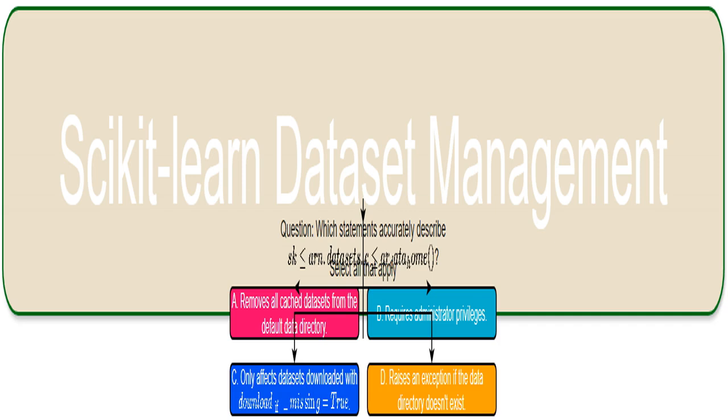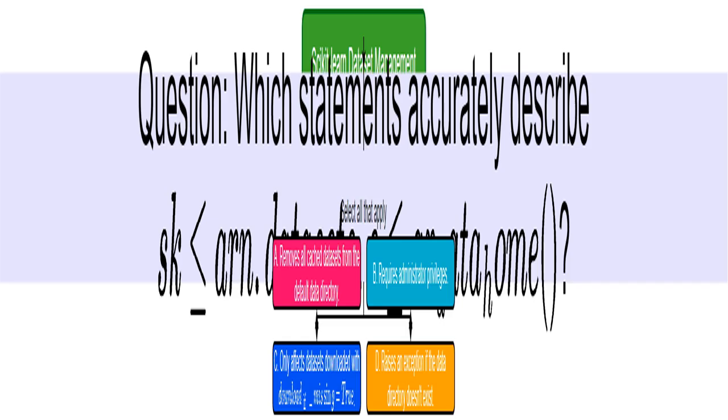This section introduces the topic, managing datasets within the Scikit-learn library. Scikit-learn is a popular Python library for machine learning. It often uses preloaded datasets for testing and examples, storing those datasets locally to avoid repeatedly downloading them. The question tests your understanding of the sklearn.datasets.clear_data_home function, asking you to identify accurate statements about its behavior.